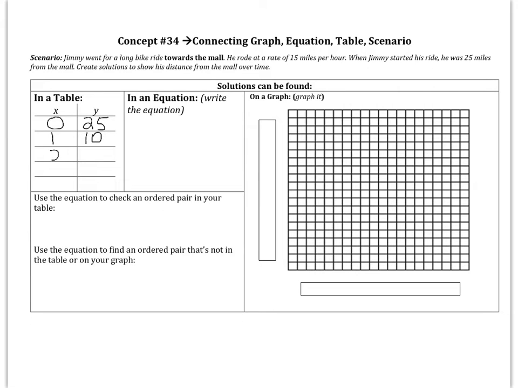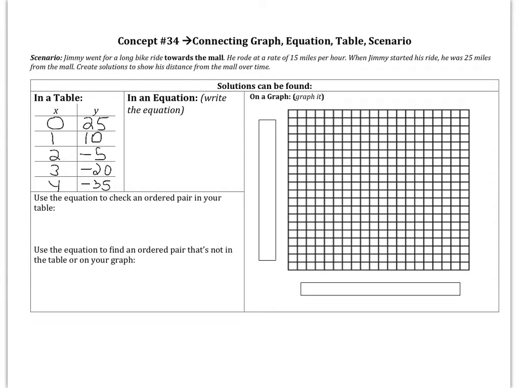2 hours has passed. Well, now he's past the mall, right? So now we're getting into negative. So we could say that he is negative 5 miles from the mall. So the negatives then would represent that he's now past the mall. If I continue that way, I would say, all right, after 3 hours, he's now negative 20 miles from the mall. And after 4 hours, he is now negative 35 miles.